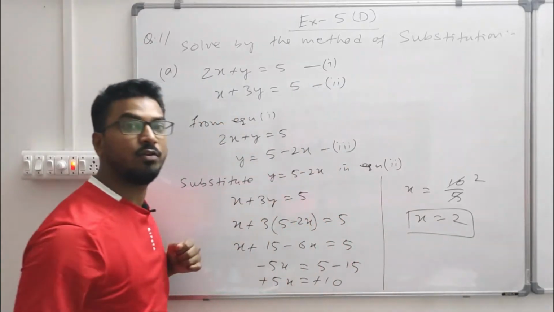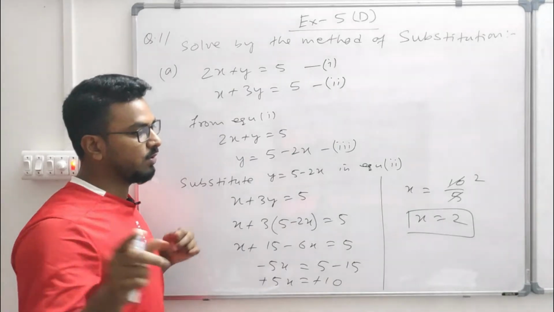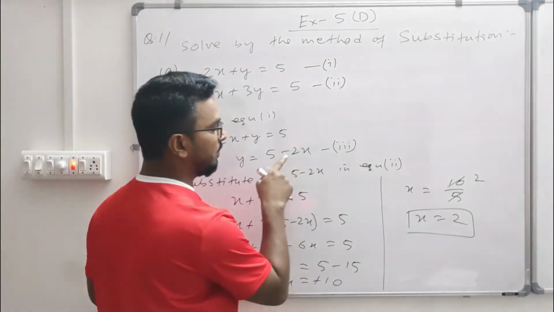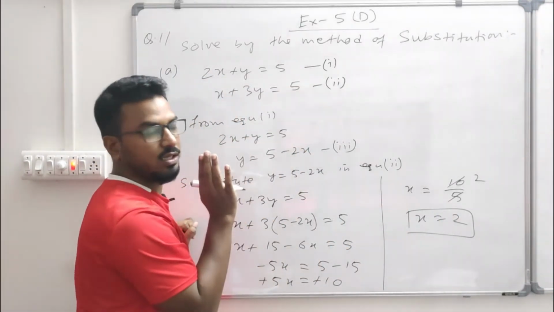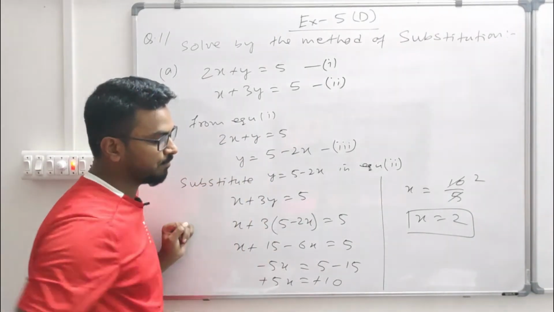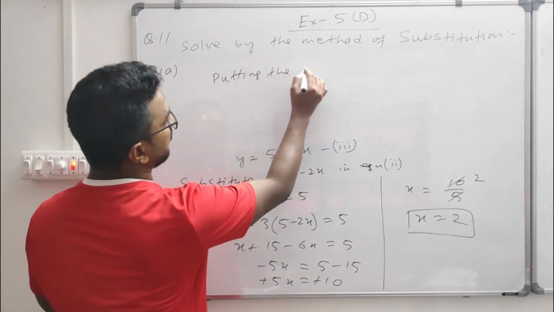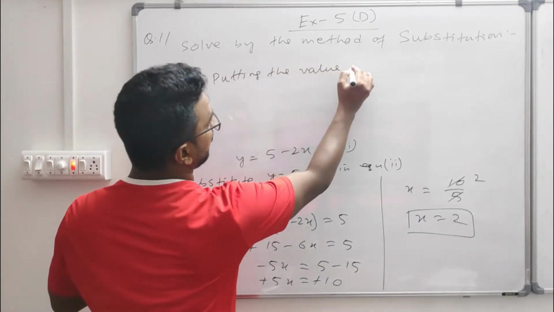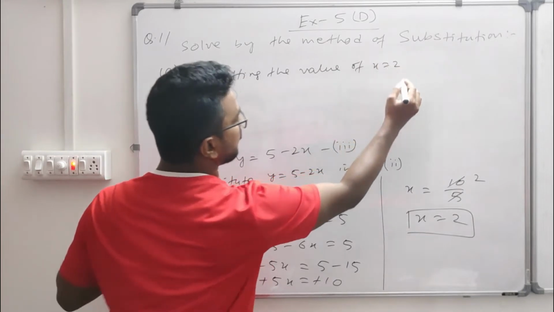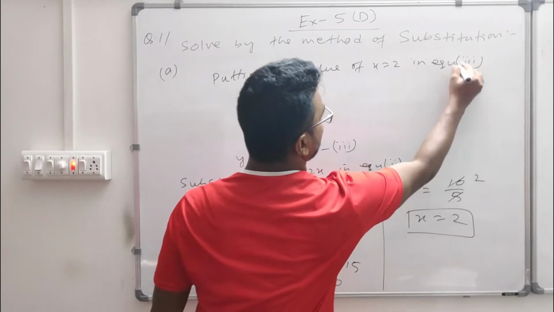So you already got the value of x. Now you have to find the value of y. Now if you replace the value of x equals to 2 in equation number 3 or in any of the equations, you will get the value of y. We'll replace in equation number 3. Putting the value of x equals to 2 in equation 3.